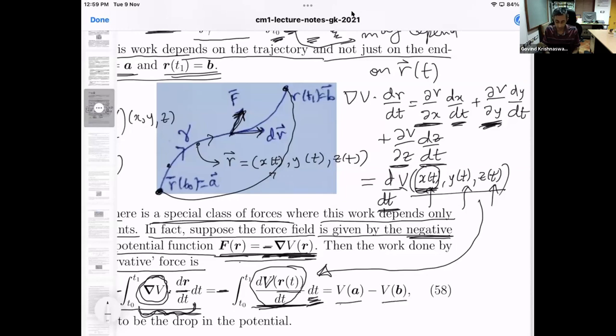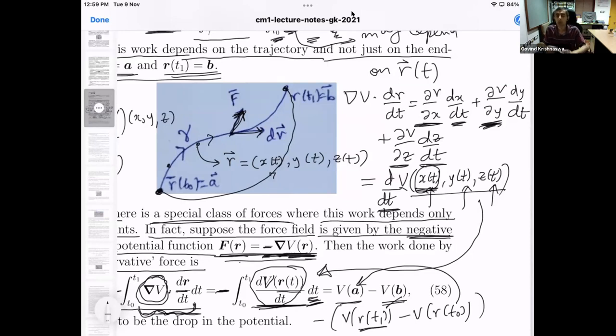So it would be V evaluated at the upper limit of integration minus V evaluated at the lower limit of integration. And there was a minus sign already, so the two get reversed. So we get V of r of t1 minus V of r of t0, with a minus sign overall. And remember, we called r of t1 as b and r of t0 as a. So that's how we get this formula.